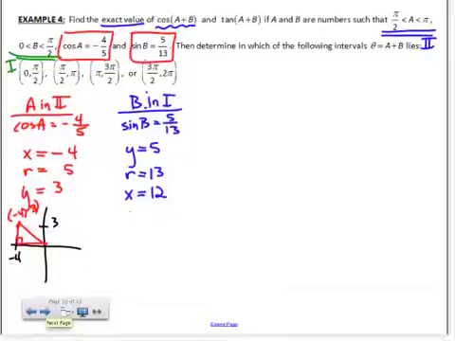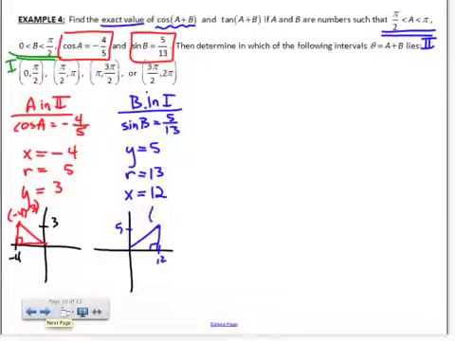And so we're looking at 5 for y, 12 for x, 13 for r. Sorry, so this is 12 for x, 5 for y. Okay, so we have that.